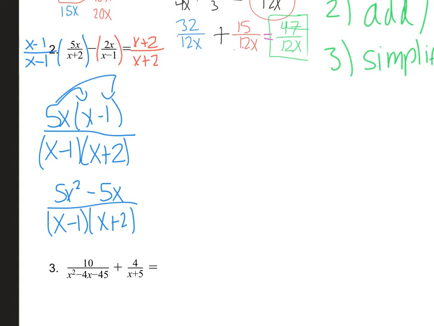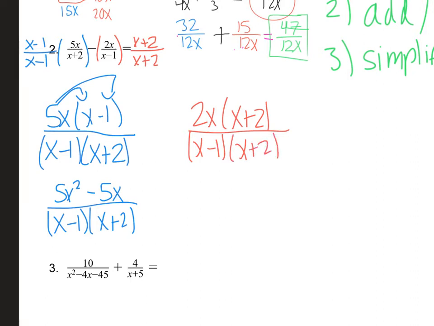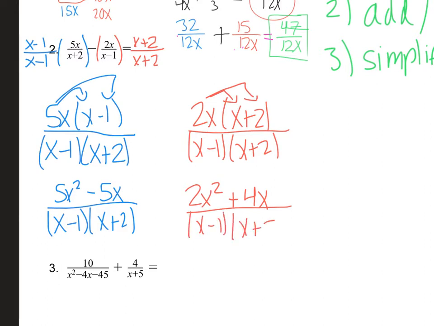Then my red one here, 2x times x plus 2, is going to be the same process, guys. I put that over the denominator x minus 1 times x plus 2. Notice these denominators are now the same. That's exactly what we wanted. Then I distribute this 2x to both terms, so I've got 2x squared plus 4x, and the denominator stays the same. So there you have it. Now the denominators match, so I can subtract these numerators.